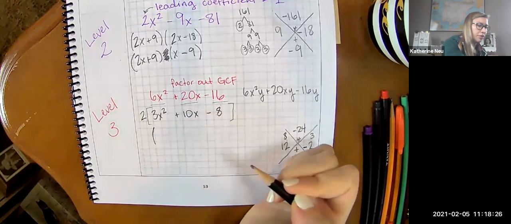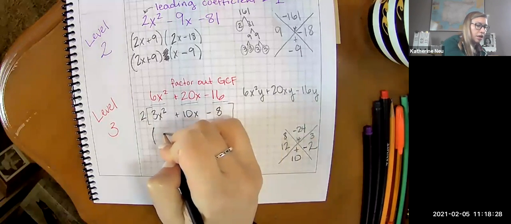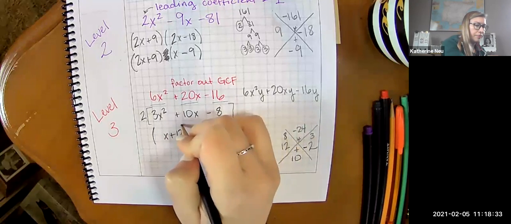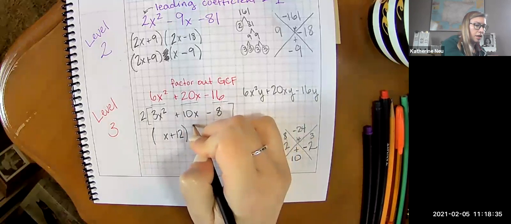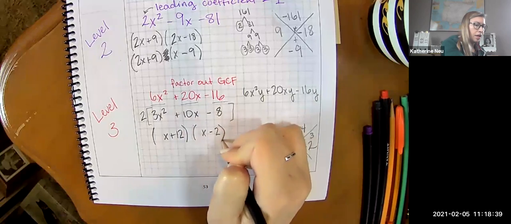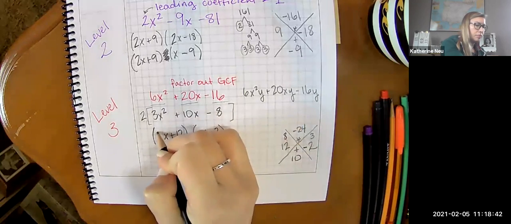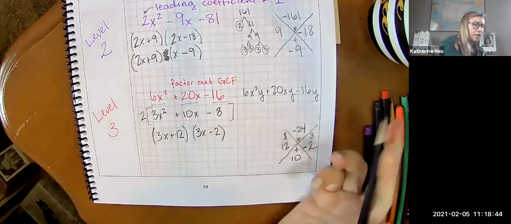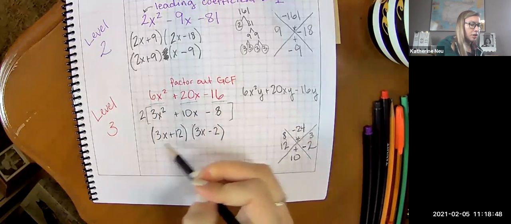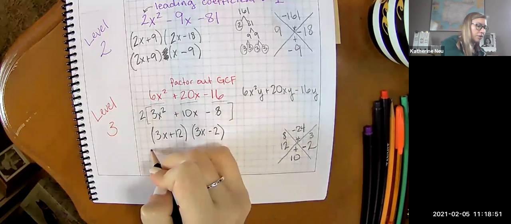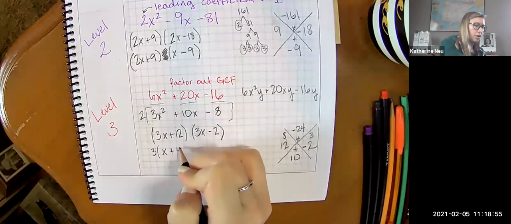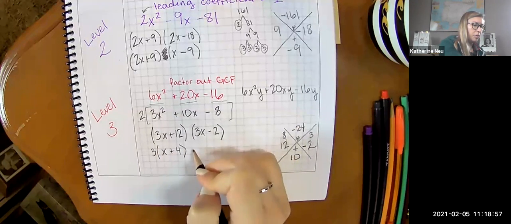I'm going to bring that 2 down for the ride in a second. So x plus 12, and then x minus 2. And then I'm going to overshoot and see what I can pull out. So here, I can definitely pull out a 3 out of both of those. So I'm going to factor out this 3. And then here, I can't pull anything out.